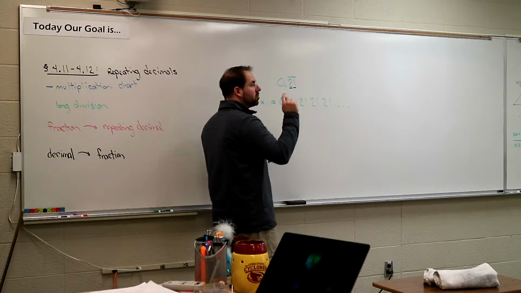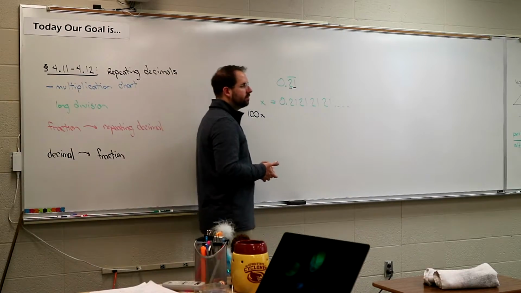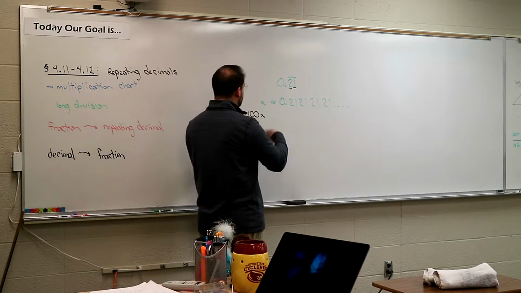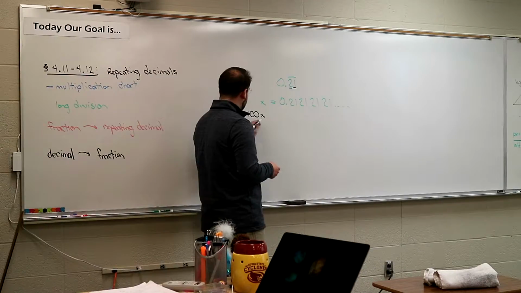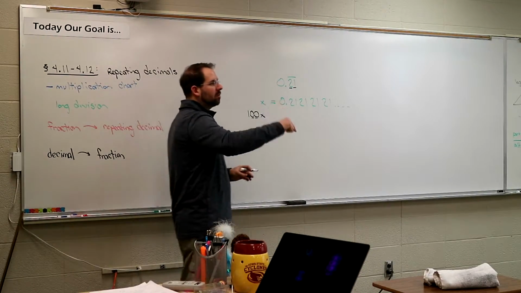So if there's 2 numbers underneath the bar, what you're going to do is put 2 zeros out front of the x. Now where I'd actually like you to put this, we're going to rearrange in a minute. I'm just showing you how to set this up. So we're going to put the 100 here. We're putting 2 zeros out front because that's how many numbers are underneath the bar.